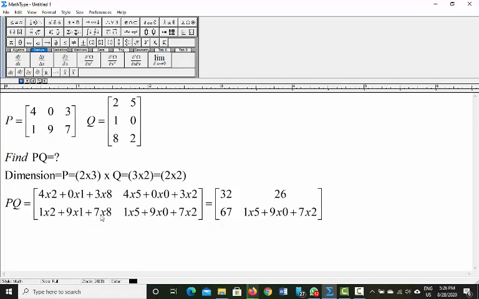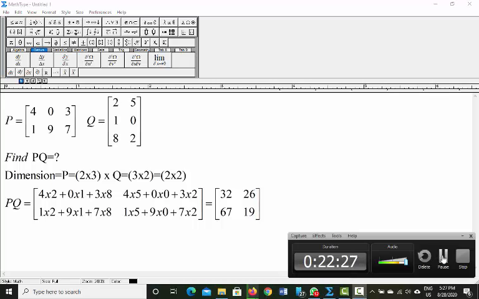So let me calculate it again. 2 multiplied by 1 is 2, 9 multiplied by 1 is 9. So 9 plus 2 is 11. Yes, it's correct. So now we will do this one. So this is 19. So that's the multiplication of PQ.